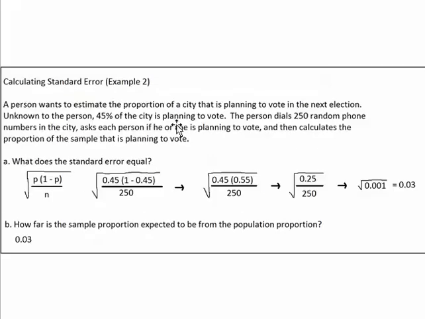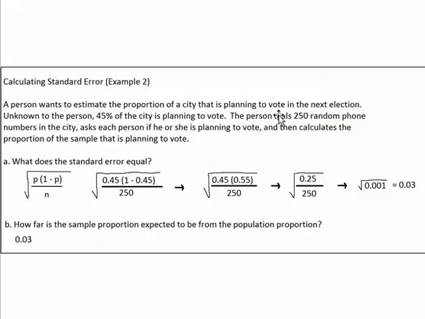Here's another example. In this example, a person is calculating a sample proportion to estimate a population proportion. In a certain population, 45% of the people are planning to vote. So the population proportion is 0.45. And a certain person doesn't know that it's 0.45, and that person wants to estimate what this population proportion equals using data from a sample.